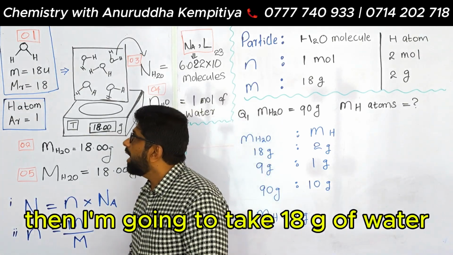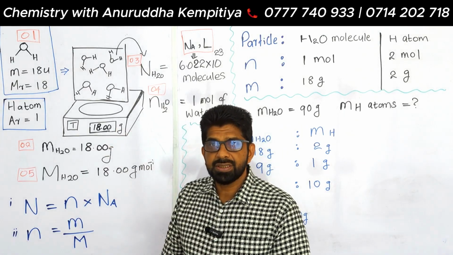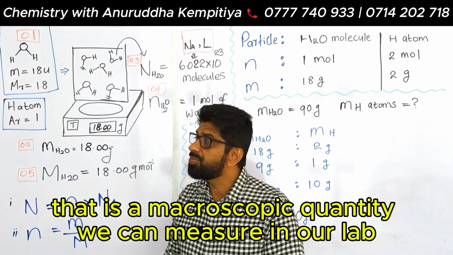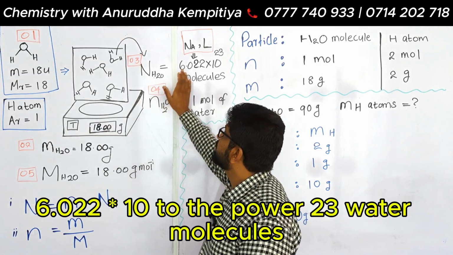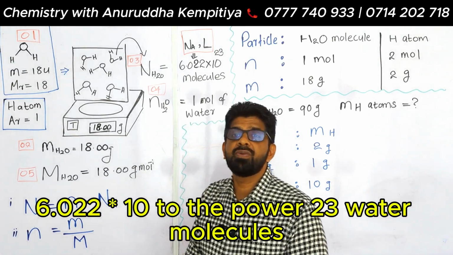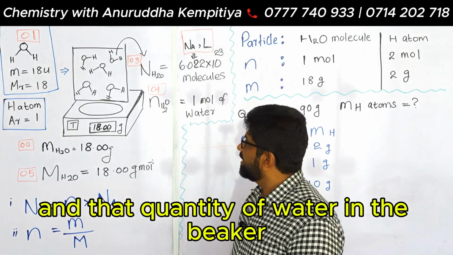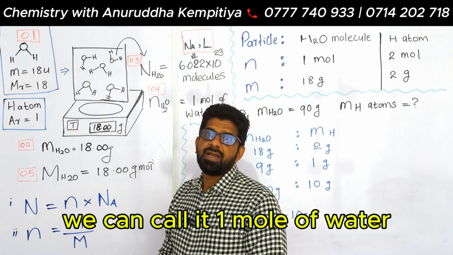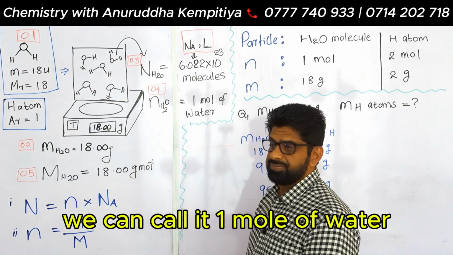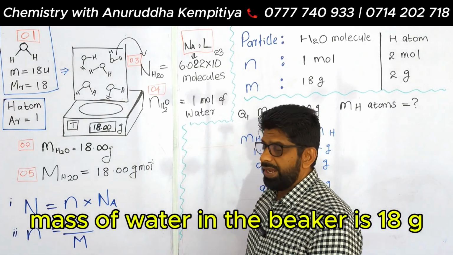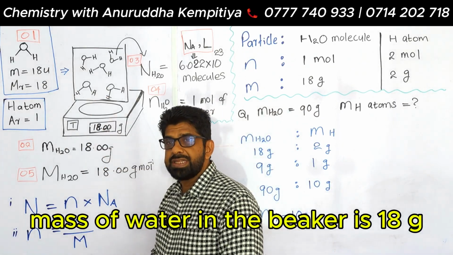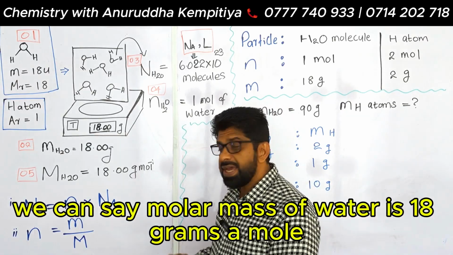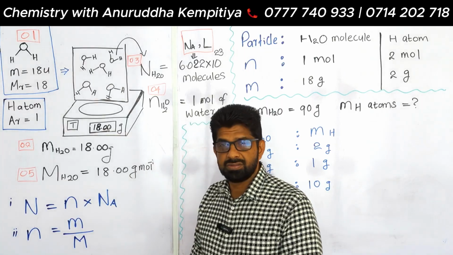Right. Then I'm going to take 18 grams of water. That is a macroscopic quantity we can measure in our lab. That will contain 6.022 times 10 to the power 23 water molecules. And that quantity of water in the beaker, we can call 1 mole of water. The mass of water in the beaker is 18 grams, and therefore we can say the molar mass of water is 18 grams per mole.